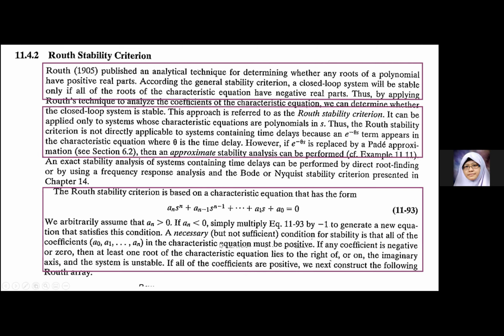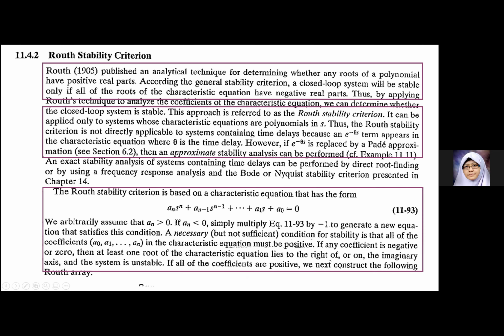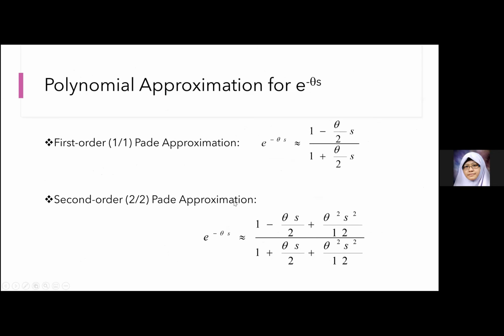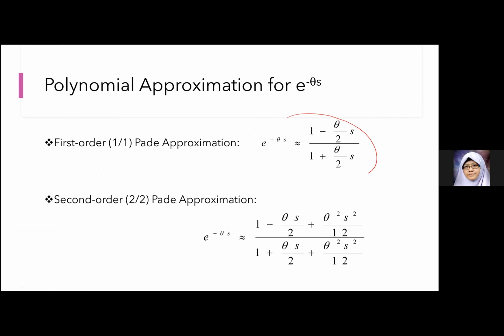Okay, so everybody understand that if you have dead time, you have to use a Pade approximation. Sorry. So that's Pade approximation. If you have time delay or dead time, the dead time has to be replaced by a Pade approximation. Okay, so this is a first order or a second order Pade approximation. Normally we just use the first order. Normally this is sufficient. You don't have to do the second order. This is fine.